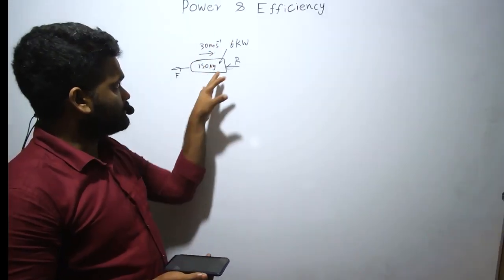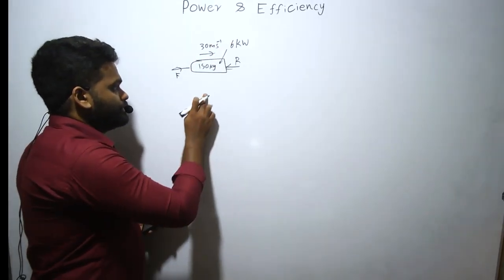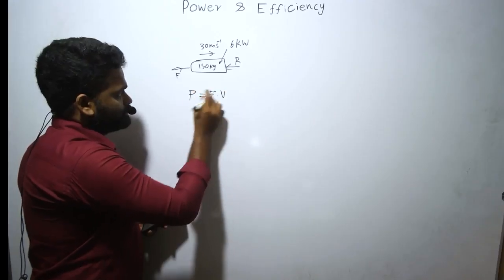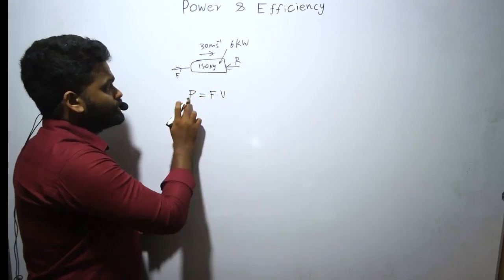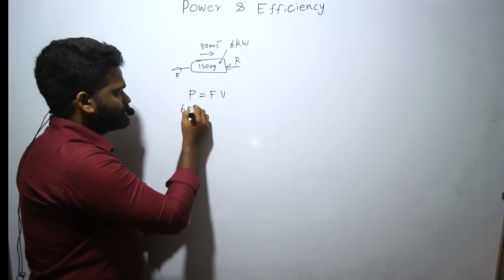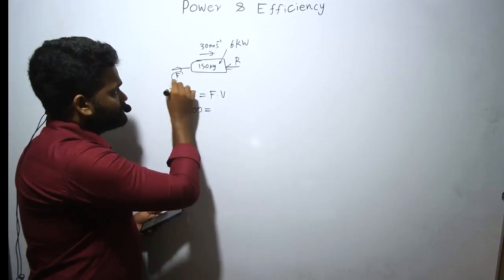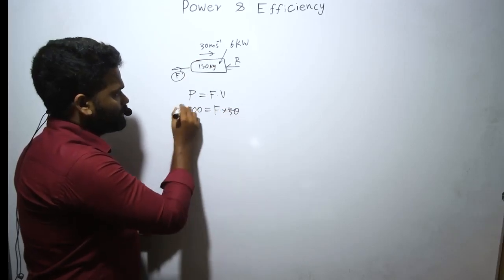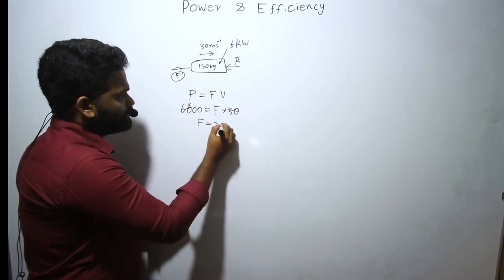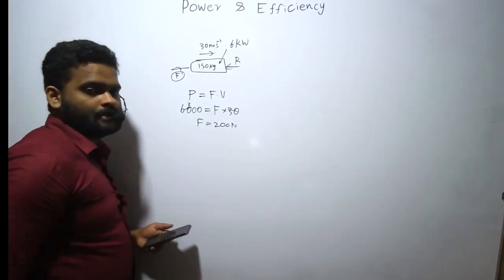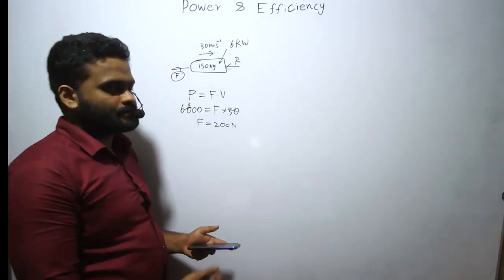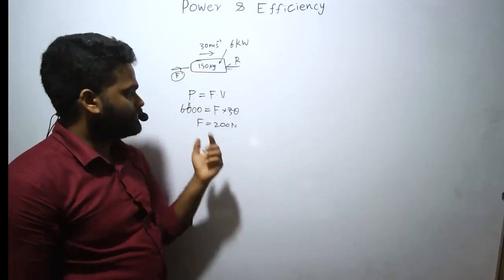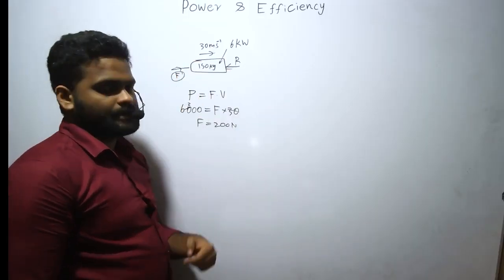So I'll just apply equations here. P equals Fv. P is 6 kilowatts, 6000. This is the driving force. Velocity is 30. So the force is 200 Newtons. So we just found the driving force. They say in this case, the boat is moving at constant velocity, right? So the resistive force and the driving force should be equal.